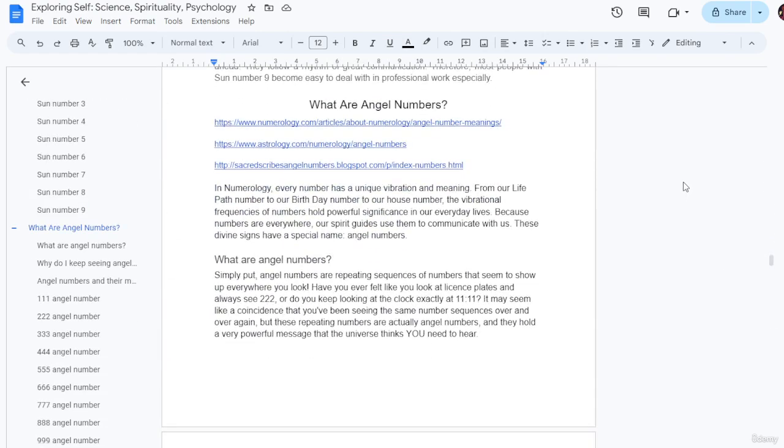There's also one other thing that I stumbled across when I went into numerology, which is the angel numbers. Basically, they have a unique vibration and meaning. From our life path number to our birthday numbers to our house number, the vibrational frequencies of numbers hold powerful significance in our everyday lives. Because numbers are everywhere, our spirit guides use them to communicate with us.